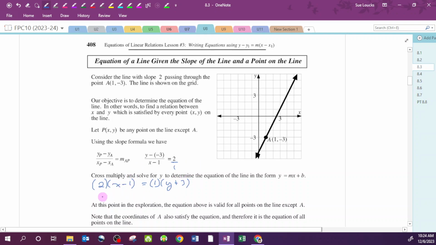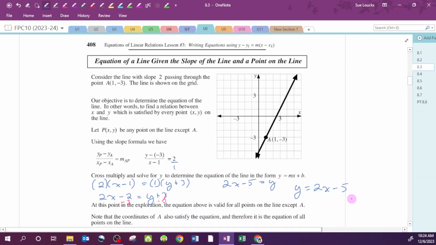So if I expand this out, I get 2x minus 2, and that equals y plus 3. Pardon me. And then if I subtract 3 from that side and I subtract 3 from that side, I get 2x minus 5 equals y. And then I'm just going to turn that around and write it as y equals 2x minus 5. So that's the equation I get in slope point form, or slope intercept form, sorry.